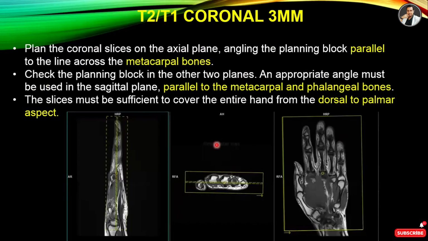So, how to do coronal planning? We have to give the plan on the axial and sagittal. So, we will give the plan on the axial. The slices are parallel to the metacarpal bones. And the plan on the sagittal is that the metacarpal and phalangeal bones are parallel. And the coverage is that the whole hand is covered from the dorsal to the palmar aspect.